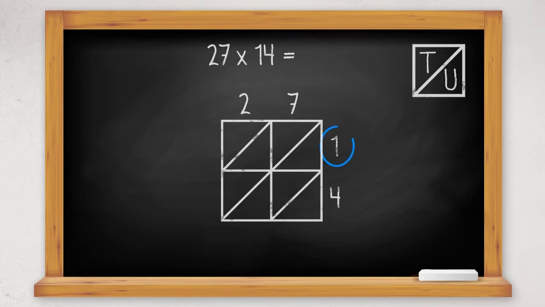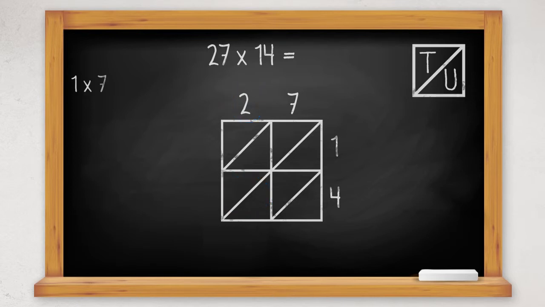We are going to do 1 times 7, and the answer will go here where the 2 numbers would meet. Then we'll do 1 times 2, and the number will go here where the 2 numbers would meet in the grid. Then it's 4 times 7, and the answer goes here where the 4 and the 7 would meet. And finally, it's 4 times 2, and the answer goes here in the last square.